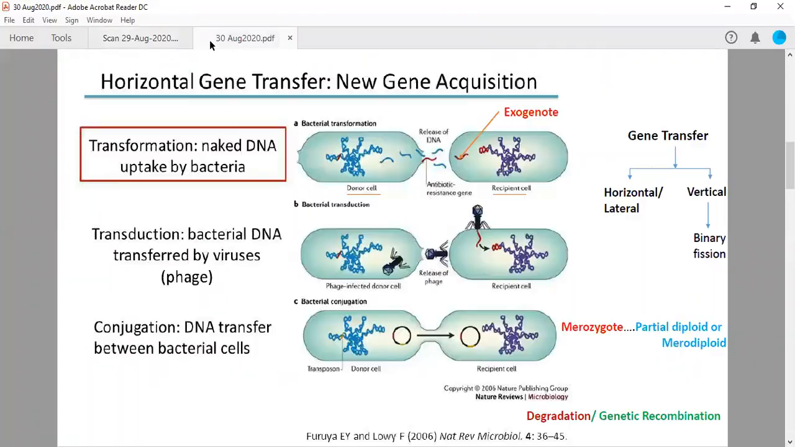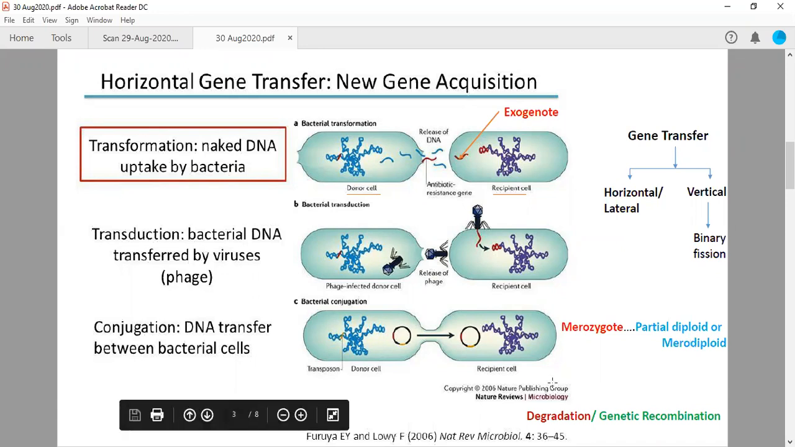So first of all, I show you the same example. The fragment of DNA which is coming from the environment or from some other bacterial cell into this recipient cell is called exogenote, because it is coming from outside. And the chromosome which this recipient cell has is called endogenote. What will happen? This exogenote will be integrated into the endogenote by homologous recombination. So there should be some homology or sequence similarity. Only then this will happen. Otherwise, the exogenote will be degraded.